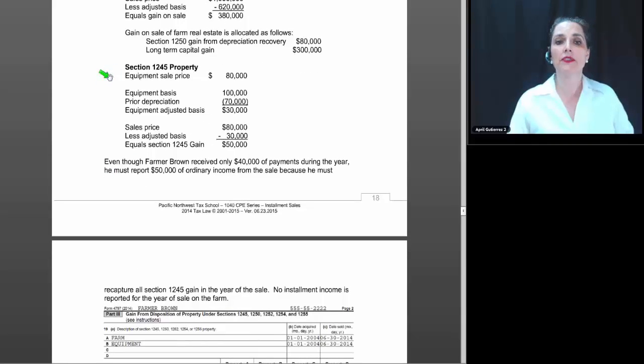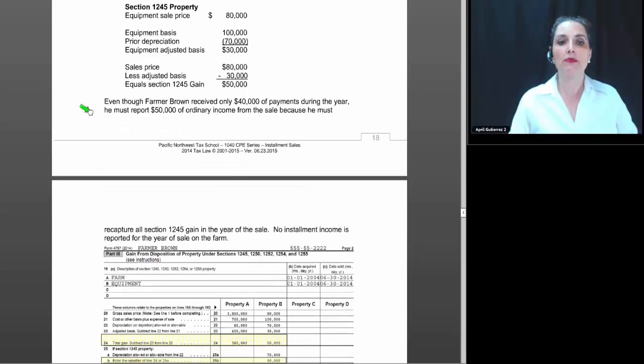That equipment sold for $80,000, and it had an initial basis of $100,000, but the prior depreciation claimed was $70,000. So we have an adjusted basis in the equipment of only $30,000. The sales price of $80,000 is certainly more than the adjusted basis, and so we end up with a gain of $50,000. But under the rules for installment sales, any part of the profit from the sale that is a result of a recapture of Section 1245 income has to be recognized in the year of sale, and the installment method would not apply to it.